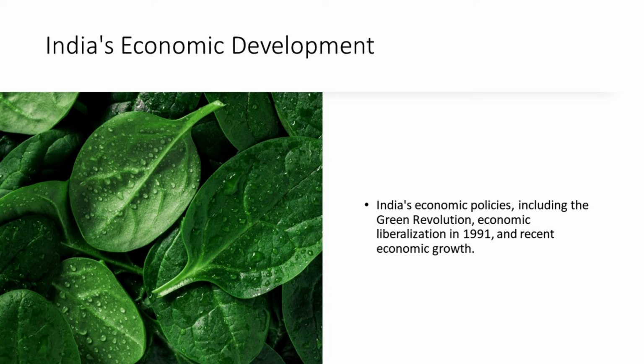Challenges such as income inequality, poverty, and unemployment persist, but India's economic growth continues to be a beacon of progress. Sustainable development, equitable distribution of resources, and harnessing the potential of emerging sectors are essential strategies for India's economic future.